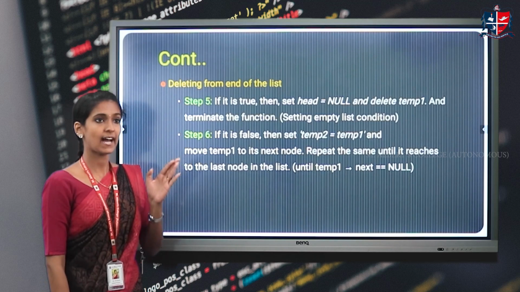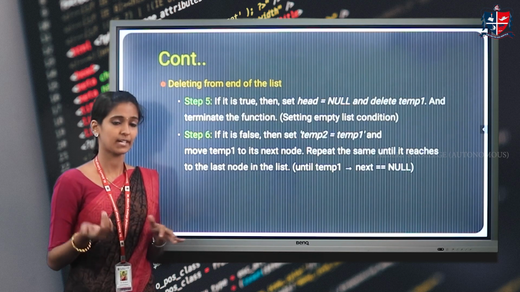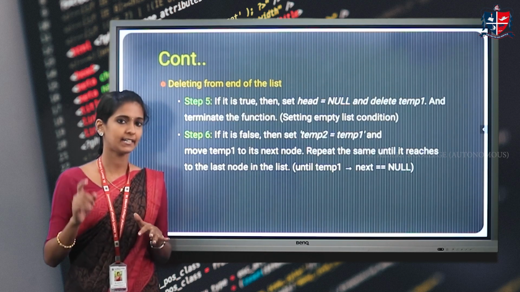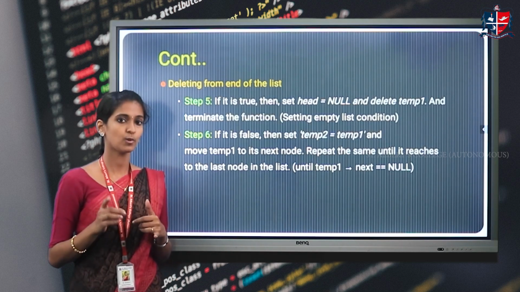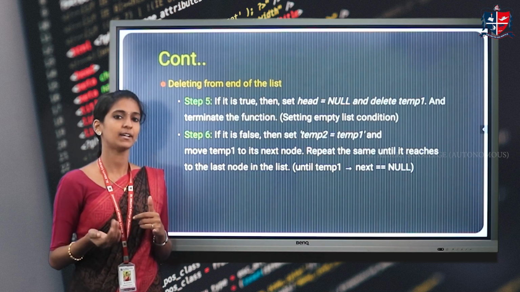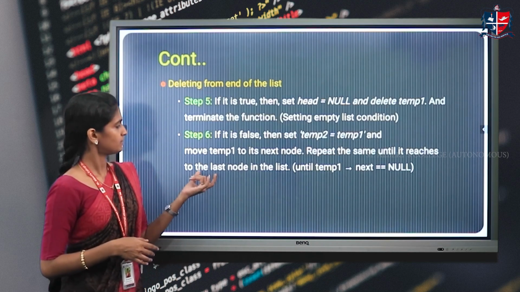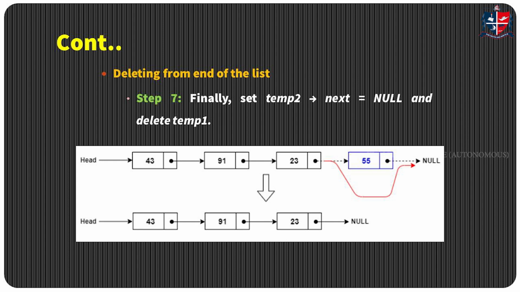If it has multiple nodes, we keep traversing temp1 until the last node; that is, traverse until temp1's next is equal to null. At the same time, you also assign temp1's value to temp2, and repeat until temp1's next is equal to null. Finally, set temp2's next is equal to null and delete temp1. By using this figure you will understand more. In this case, I want to delete the last node, that is 55.